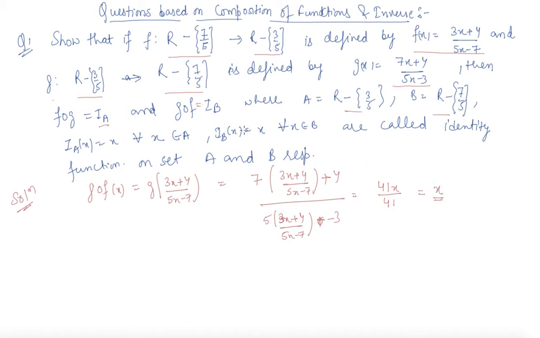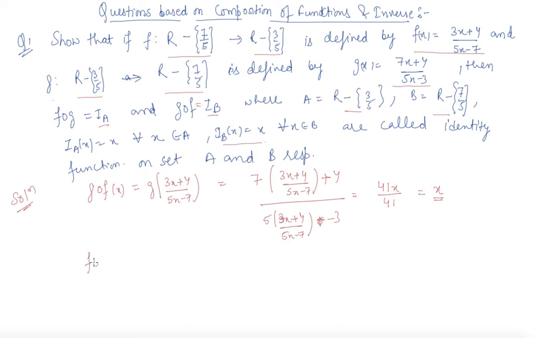So what we needed to prove is that g of f is the identity function I_B, where B is R minus 7/5, because in the denominator part, when we solve this g of f, if this is not defined in the function, the whole function will not be defined, so it should not be equal to 0. So I_B is equal to x, that we already proved.